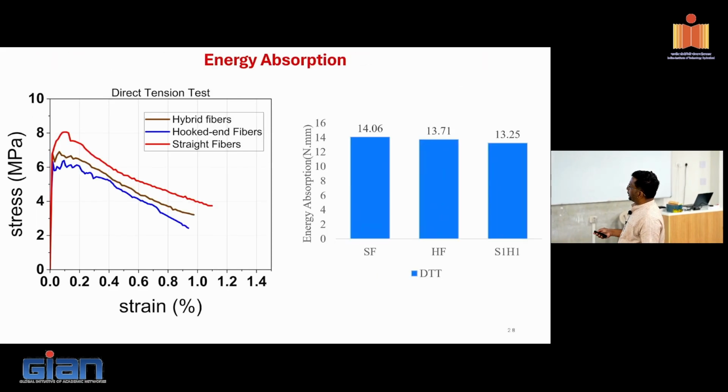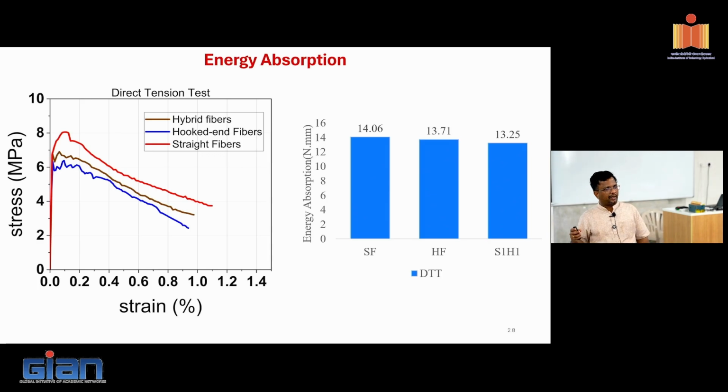Maybe I'll just quickly show. So again, in the direct tension test, surprisingly what we found was that the straight fibers were actually performing better than your hooked end or hybrid fibers. Because the straight fibers are smaller fibers, they are distributed very well. For the same volume in a particular cross section, more straight fibers are actually going to cut the crack plane. So that is why straight fibers were performing very well in direct tension.